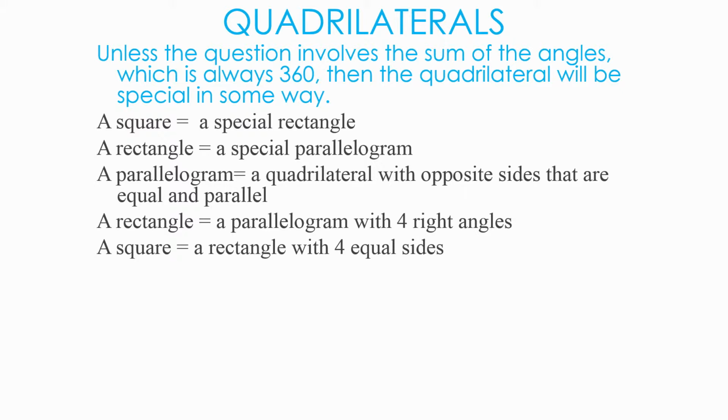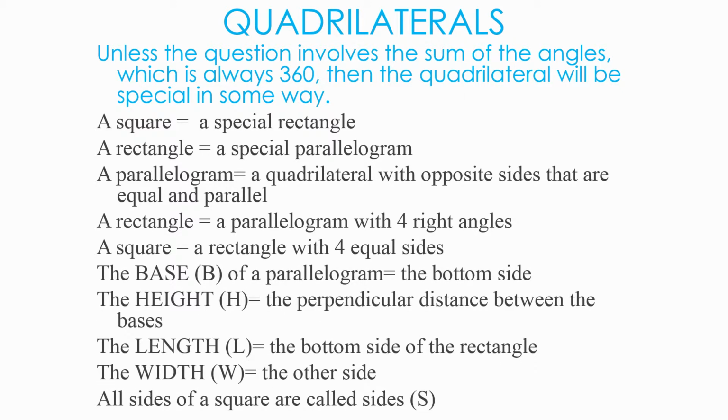The bottom side of a parallelogram is referred to as the base. The perpendicular distance between the two bases is called the height, also sometimes called the altitude. Now, the bottom side of a rectangle is called the length, and the other side is called the width. For a square, it's yet a different terminology. All of the sides are called S, sides.